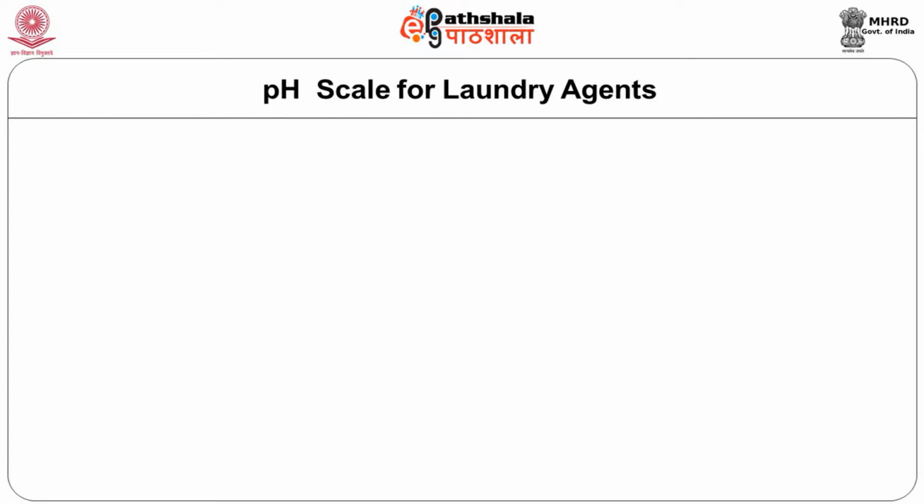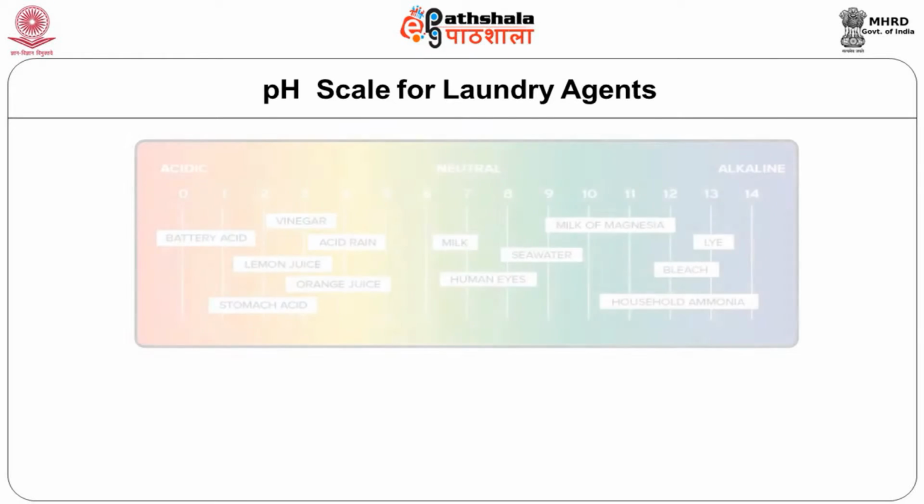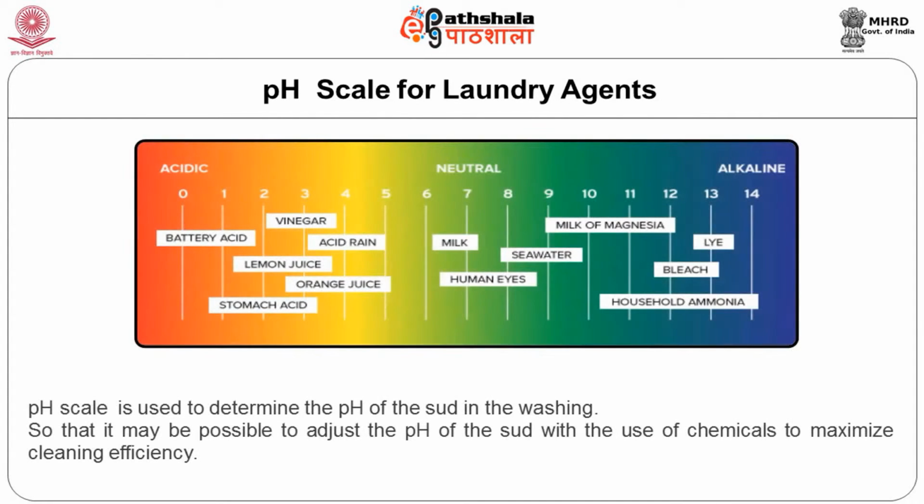Now we are going to learn about the pH scale of the laundry agents. The pH scale is used to determine the pH of the wash solution, so that it may be possible to adjust the pH with the use of chemicals to maximize the cleaning efficiency.